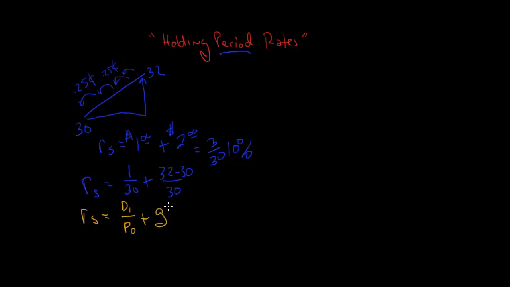And if you look really closely and you algebraically rearrange this, you now have the constant growth model of P0 equals D1 divided by RS minus G. So that's one way of looking at it, and it's basically how much money I made divided by what I spent for that particular period of time. So let's look at it a different way.